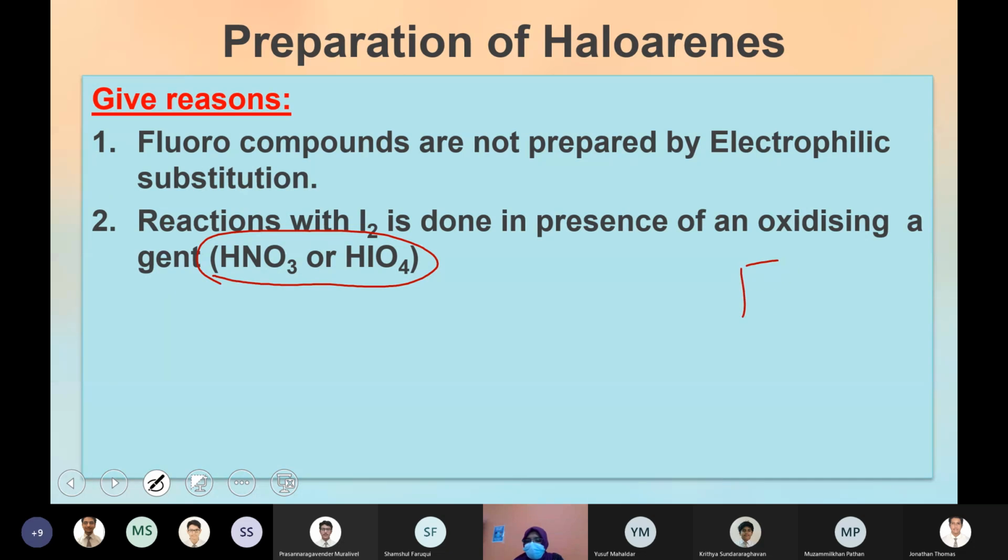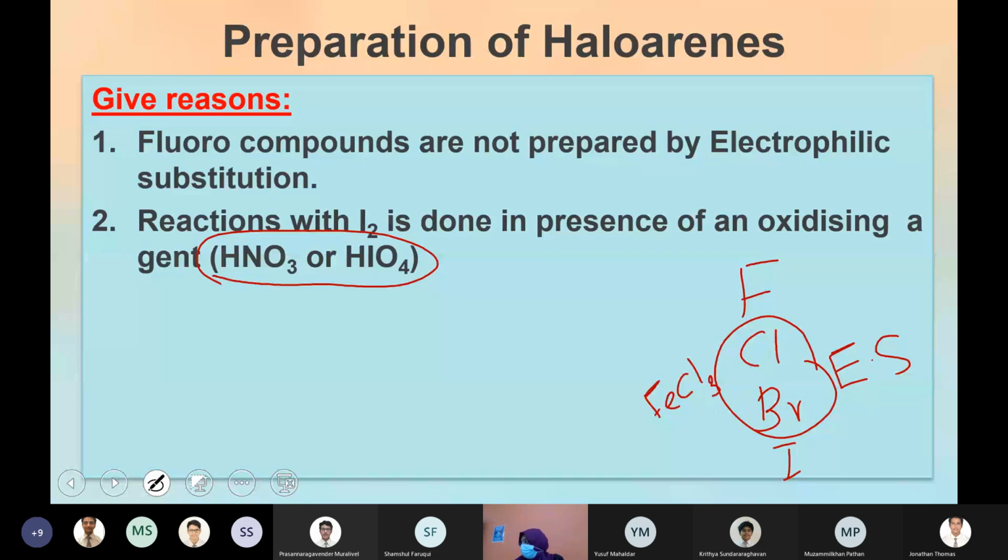So out of fluorine, chlorine, bromine and iodine, chlorine and bromine will work with electrophilic substitution that we've seen. And the catalyst is FeCl3, which is a Lewis acid, a weak acid. But with fluorine, this method is not possible. And if you want to do it with iodine, then instead of FeCl3, you have to use HNO3 or HIO3.